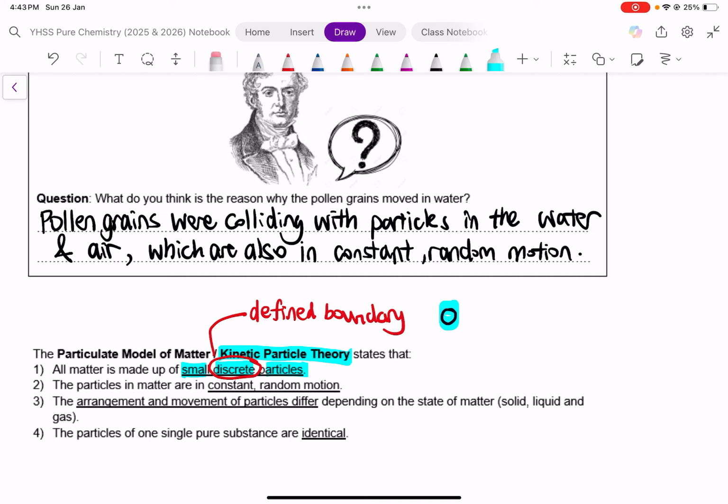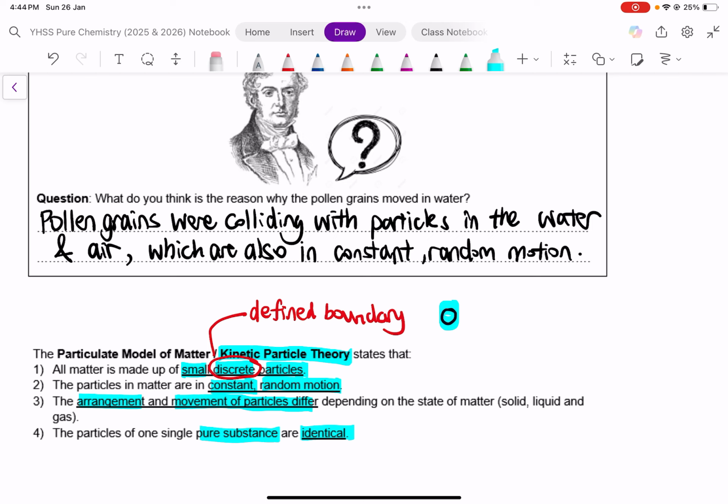Now, importantly, these particles are not stationary. They are in constant random motion. Okay? Now, besides that, depending on the state of matter, solid, liquid, or gas, the arrangement and movement of particles will be different. And finally, if it's a pure substance, the particles inside it will be identical. So take, for example, if we have pure oxygen, it will be made up of identical particles, which are oxygen. Okay? So these are the four main tenets of the kinetic particle theory.